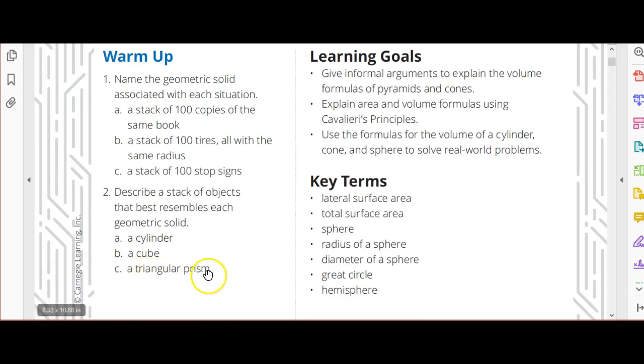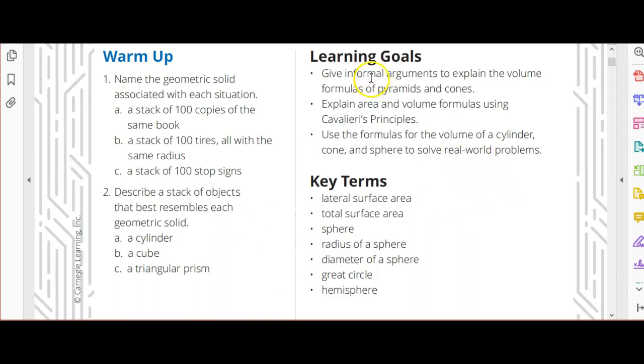And a triangular prism would be like a stack of, what's something shaped like a triangle? I don't know, maybe one of those flags you see on a ship, or a pennant, right? A pennant is a triangle, usually. So a pennant is like a long banner that is usually in the shape of a triangle. So a stack of pennants.